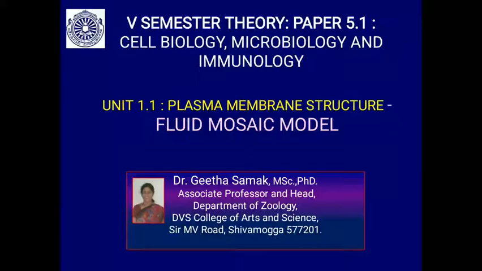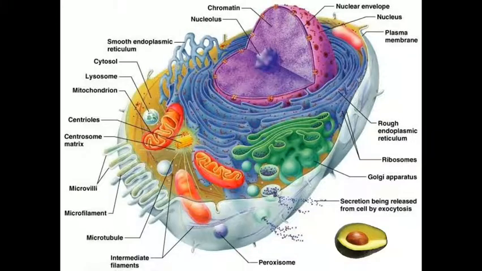Dear students, now I am going to explain to you plasma membrane structure, the fluid mosaic model. You have seen the ultrastructure of the cell in your previous classes. You know, it is the entire cell in the scanning electron microscope micrograph. What you see here is an intestinal cell, and this may be any other cell, it may be a plant cell. It is the main structure.